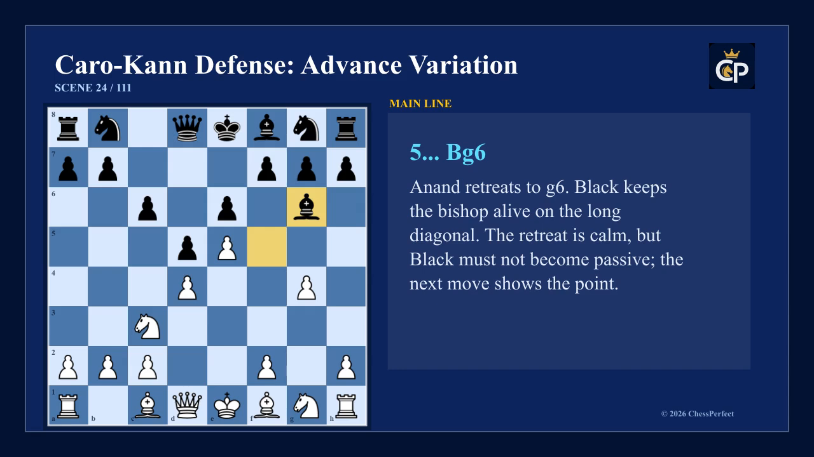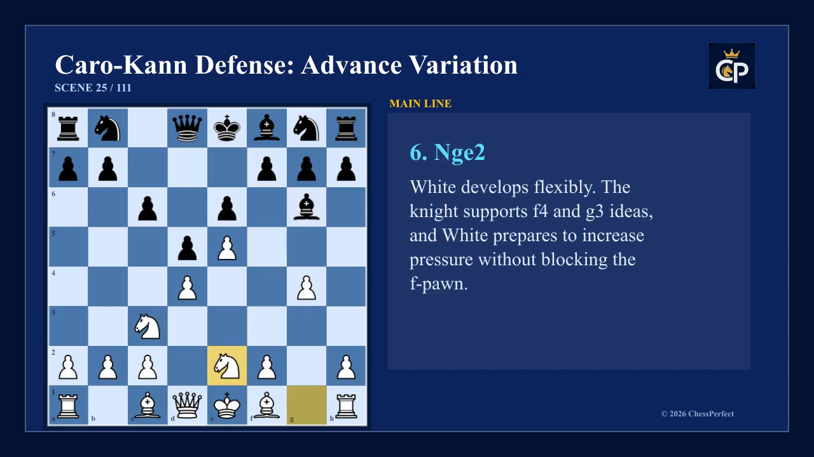Bishop g6. Anand retreats to g6. Black keeps the bishop alive on the long diagonal. The retreat is calm, but black must not become passive. The next move shows the point. Knight g-file to e2. White develops flexibly. The knight supports f4 and g3 ideas, and white prepares to increase pressure without blocking the f-pawn.